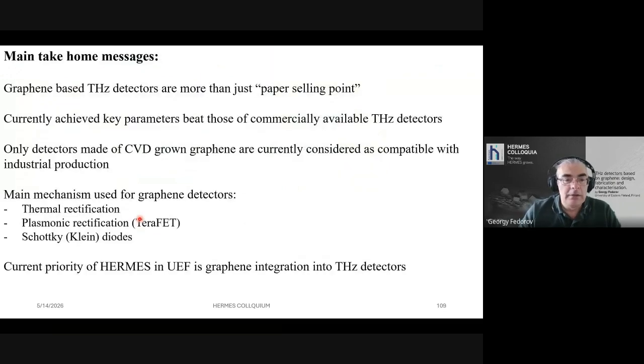And here I list some messages. Graphene-based detectors are more than just a selling point. That's important. Currently achieved key parameters are comparable to those of commercial detectors. Our current approach is that we want to achieve good results with CVD grown graphene. For the mechanisms of detection, I already discussed them. And currently our work at UEF is dedicated to graphene integration and to terahertz detectors.